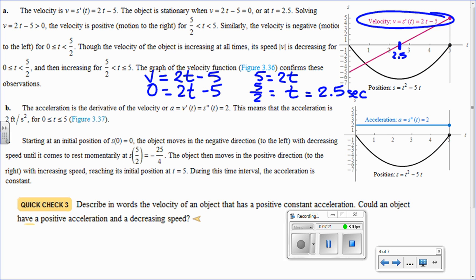Okay, what is the next question? Describe the motion of the object. Okay. And is that B or? That is C. Okay. Did we skip B? It feels like it.